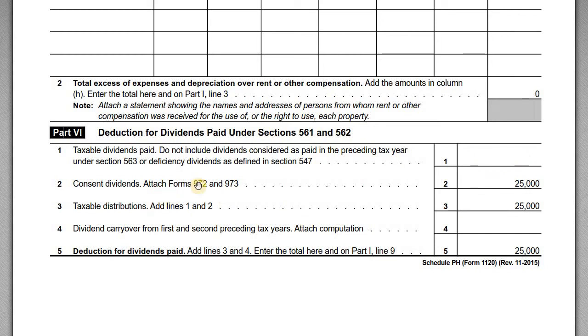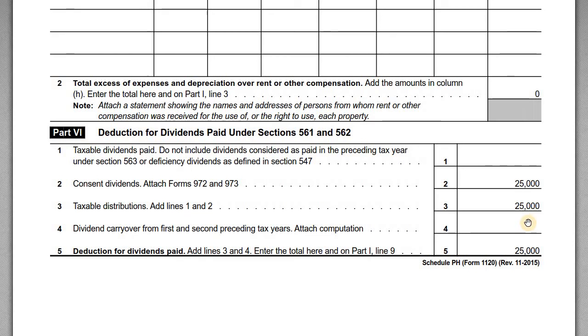And then you had the consent dividends. These are the dividends that weren't actually paid out, but the shareholder is agreeing to record these dividends on their tax return and pay taxes even though they got no cash. And so you would attach, as it's noting here, Forms 972 and 973 to support this deduction. And then the total, right? The total taxable distributions are 1 and 2 combined. In this case, we just have $25K.